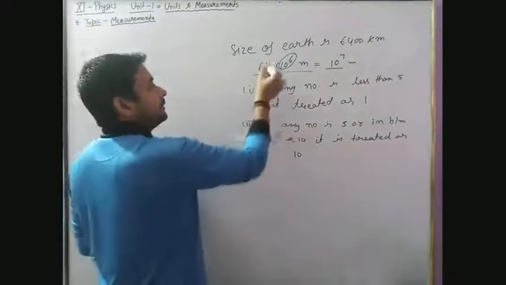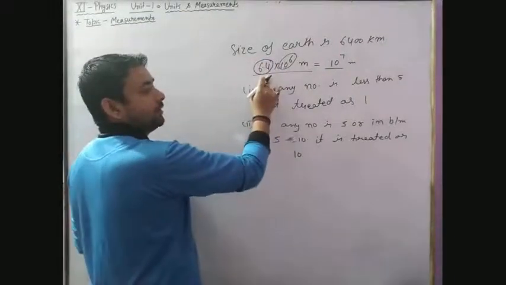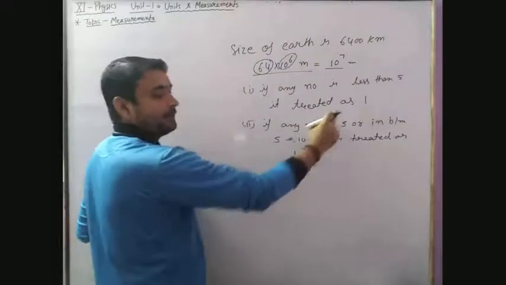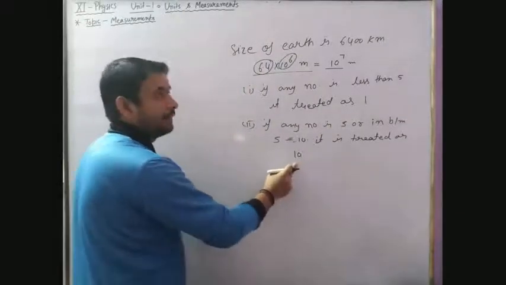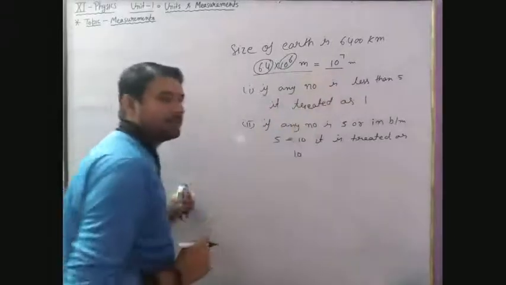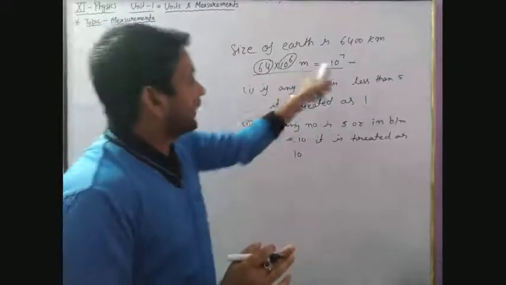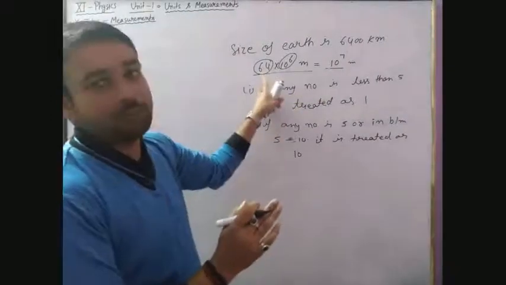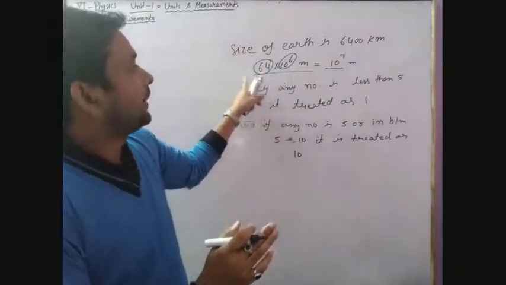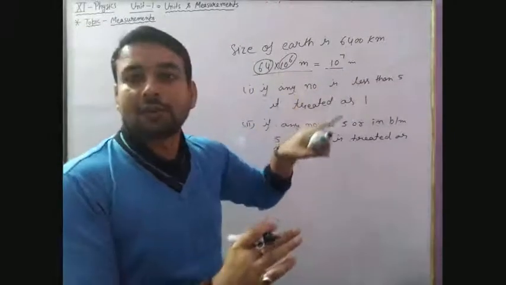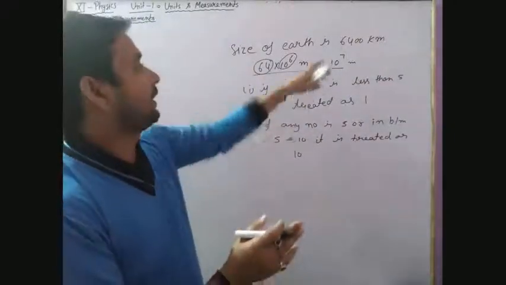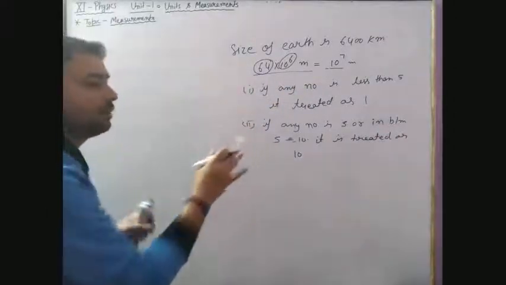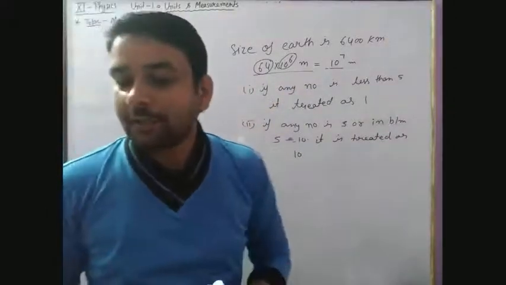Okay, because 6.4 is more than 5, it will be treated as 10, so it will become 10 to the power 7. So it is not actually 10 to the power 7, but it is near to it. It is not actually 7000, the size is 6400, but 7000 is near to 6400 in kilometers. Okay, so this is how we represent the size in the order of magnitude.